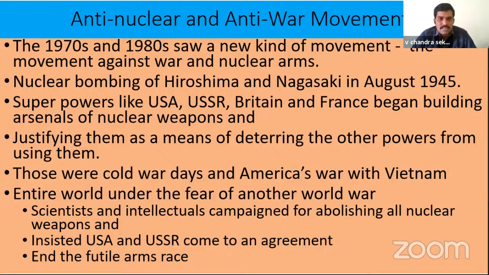After seeing the damage of the nuclear bombing of Hiroshima and Nagasaki, people all over the world started anti-nuclear and anti-war movements. Superpowers like the USA, USSR, Britain, and France began building arsenals of nuclear weapons. They started industrial complexes to produce more nuclear weapons. All these superpowers tried to justify why they were establishing arsenals of nuclear weapons, to protect themselves from other countries, as a means of deterring other powers from using them.